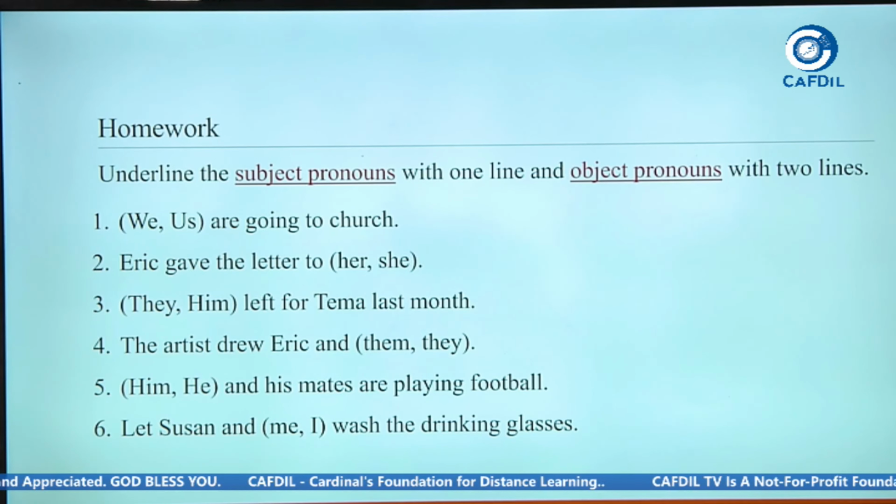3. In the bracket we have they and him, left for Tema last month. 4. The artist drew Eric and in the bracket we have them and they. Then 5. In the bracket we have him, he, and his mates are playing football. 6. Let Susan and in the bracket we have me, I, wash the drinking glasses.